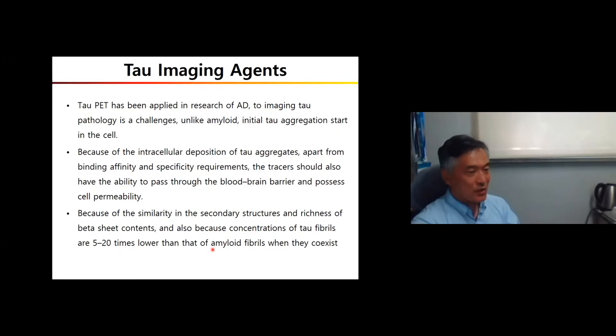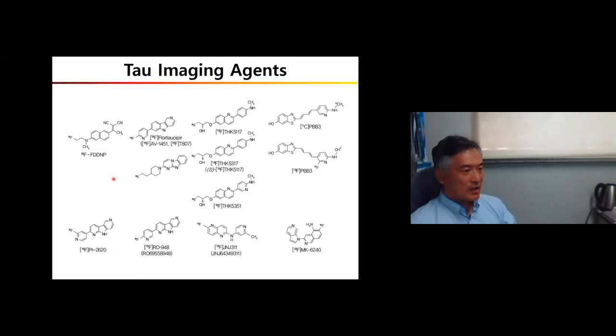So sensitivity is also very important, and also we have to penetrate the BBB and cell membrane. A huge number of tau imaging agents have already been developed. I think Tauvid is the only commercialized compound till now.